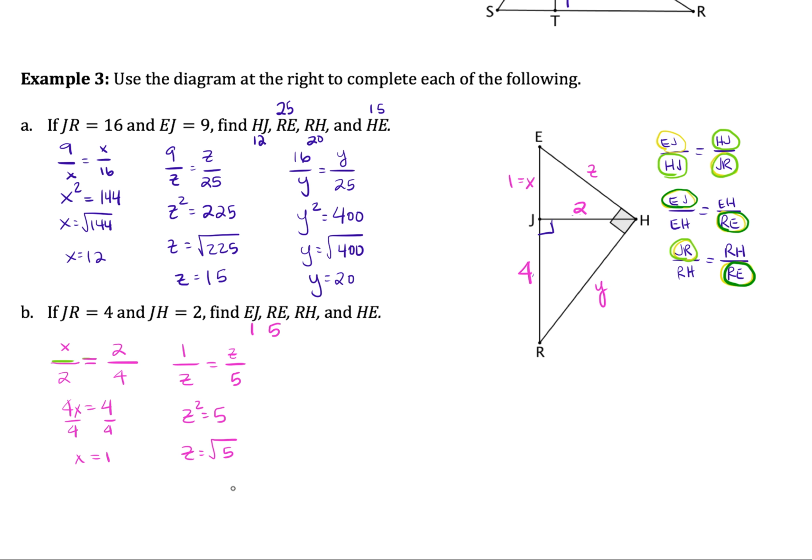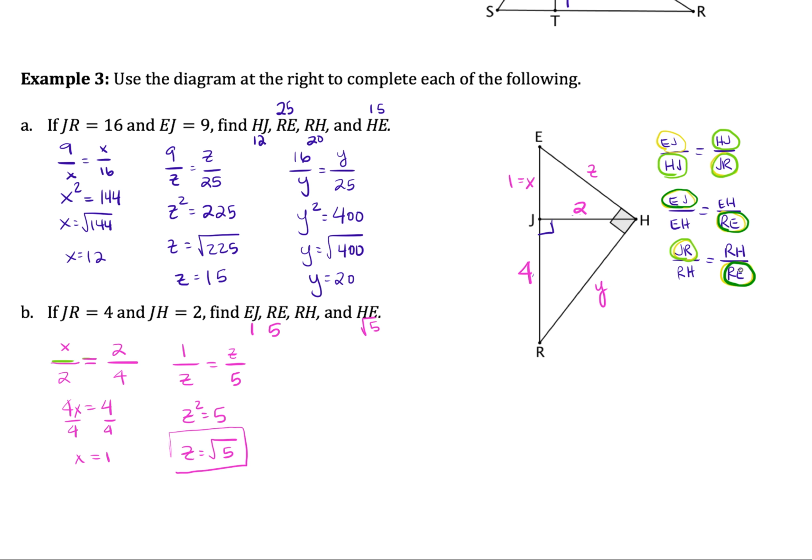Now 5 is not a perfect square, and it's a prime number, so it doesn't have any factors. We can't really do a prime factorization of 5 to try and break this down and simplify it. So that means we're done. Z is the square root of 5, so Z was EH, so we got that as the square root of 5.